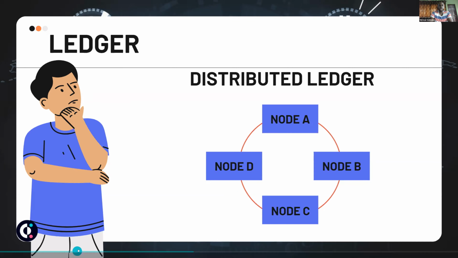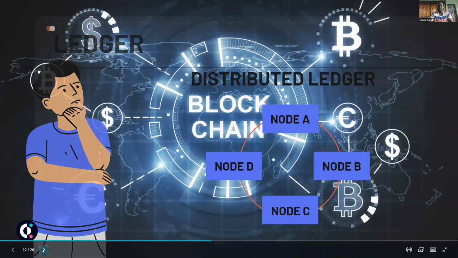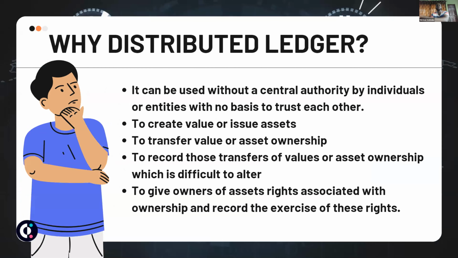Now, let's move on from ledger to the next slide. Now, why distributed ledger? It can be used without a central authority by individuals or entities with no basis to trust each other. Like I said earlier, you don't need to trust anybody. Each person is standing as his own supreme power, where each person is connected to each other, and they can decide to validate transactions easily without even wanting to know each other.